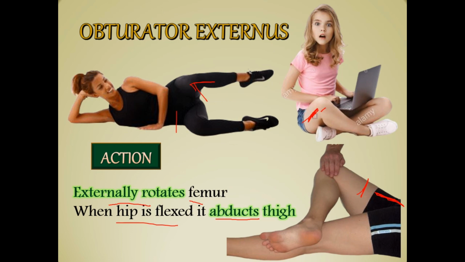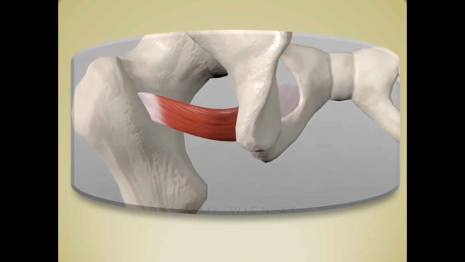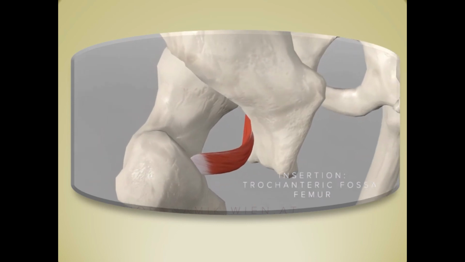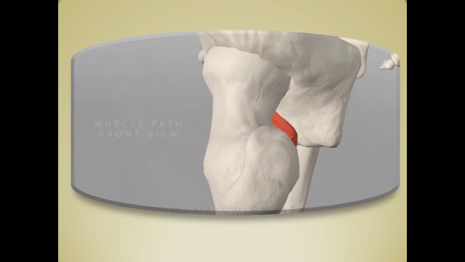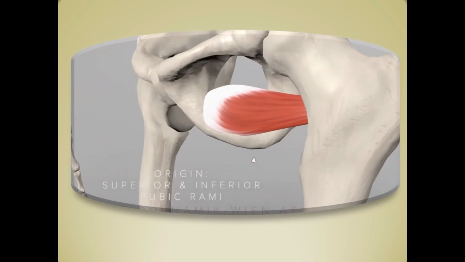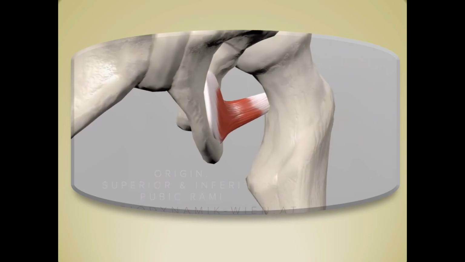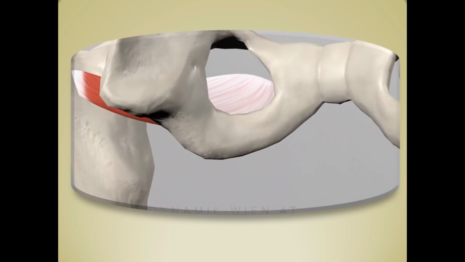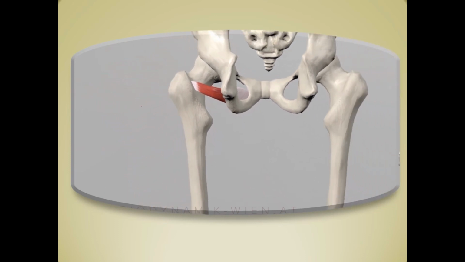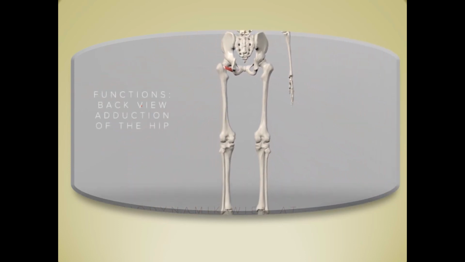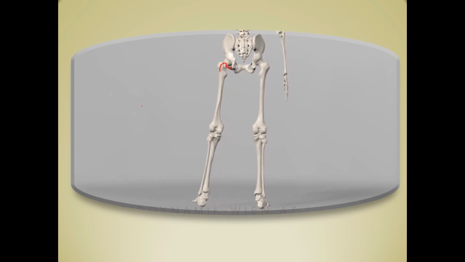So this is the abductor of thigh. How is it causing abduction of the thigh? Because it pulls the femur from the superior aspect, so the leg will go away from the body, not towards the body. Let me show you in this. Now you can see this is the obturator externus muscle. This is the trochanteric fossa insertion point on the head of the femur, and this is the origin point. Now if this muscle shortens or contracts, it will pull the femur from the superior side. If it pulls superiorly, the leg will go outward. Can you see? And when it relaxes, the leg will come back.